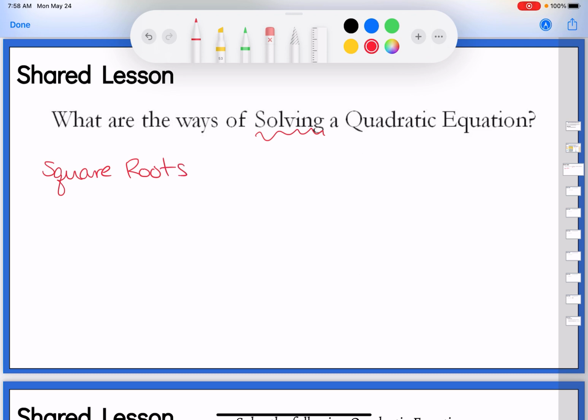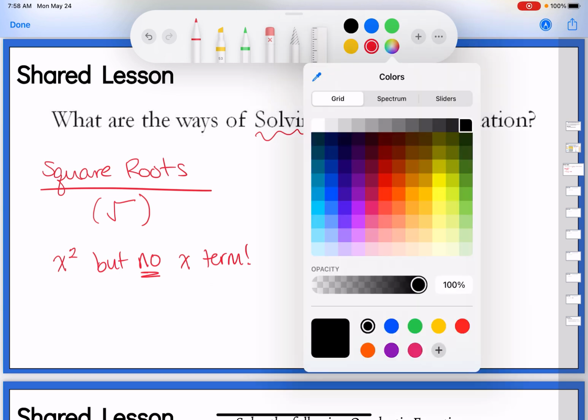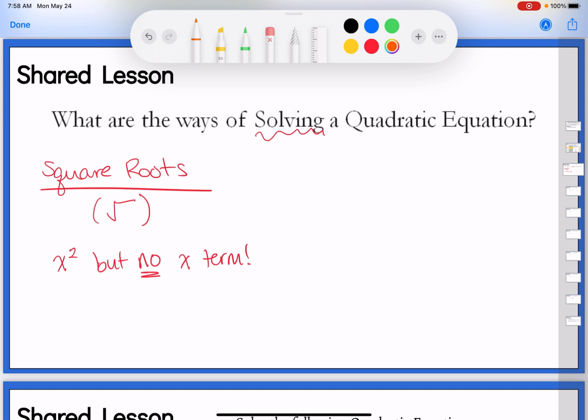Okay, so to use square roots, right, that's this symbol, you have to have an x squared but no x term. Anytime you have an x squared but no x term, you can use square roots to solve it. And we'll practice that in a minute. But that's the really important thing to remember, that you have to have an x squared but no x term.